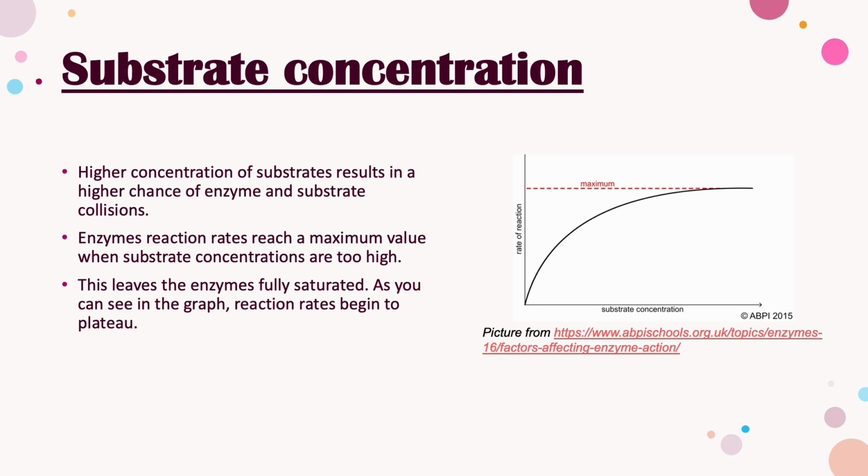Substrate concentration. Higher concentration of substrate results in a higher chance of enzyme and substrate collisions. Enzyme reaction rates reach a maximum when substrate concentrations are too high. This leaves enzymes fully saturated. As you can see in the graph, the reaction rates begin to plateau.